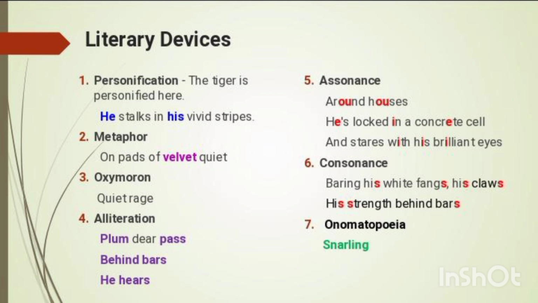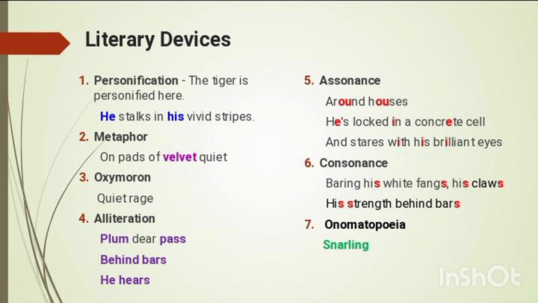The fifth literary device used is assonance. The first line of the third stanza, around houses, the ow sound is repeated. The first line of the fourth stanza, but he is locked in a concrete cell, the e sound is repeated over here. In he, in concrete. And the second last line of the last stanza, and stares with his brilliant eyes. Here the i sound is again repeated as in with, his, and brilliant.